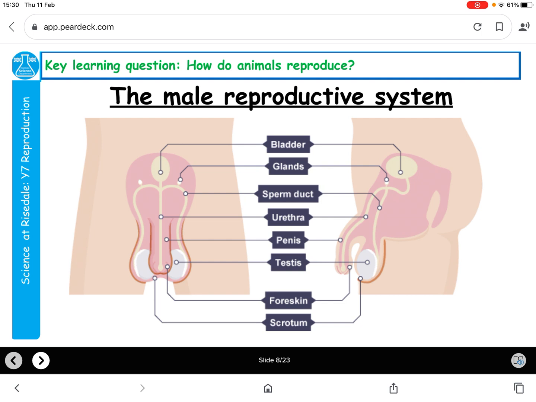When the sperm are released from the testes, they travel through sperm ducts, where fluids are added from glands. The fluids provide a source of energy for the sperm cells. The mixture of sperm cells and fluid is called semen, which leaves the body through the urethra. The tube also carries urine from the bladder, but never at the same time as the semen.